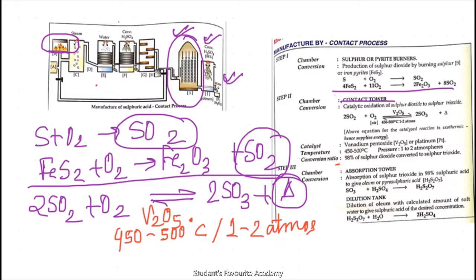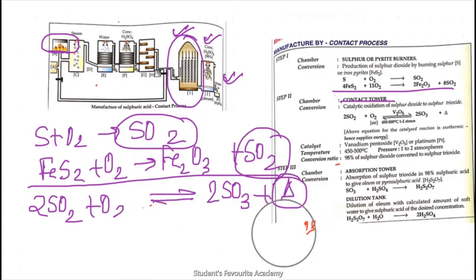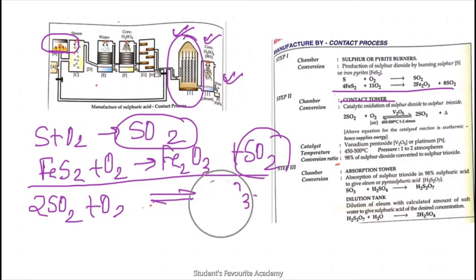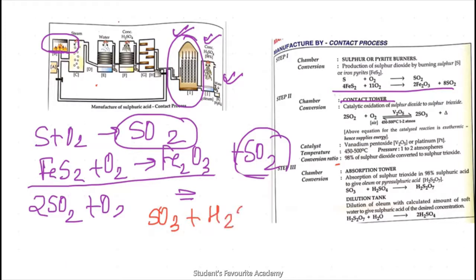Now what happens next? Whatever SO3 has been produced, children, is passed to the absorption tower. So ultimately this becomes only SO3. This SO3 which I am getting here is reacted with H2SO4, the concentrated one, and then what is happening?